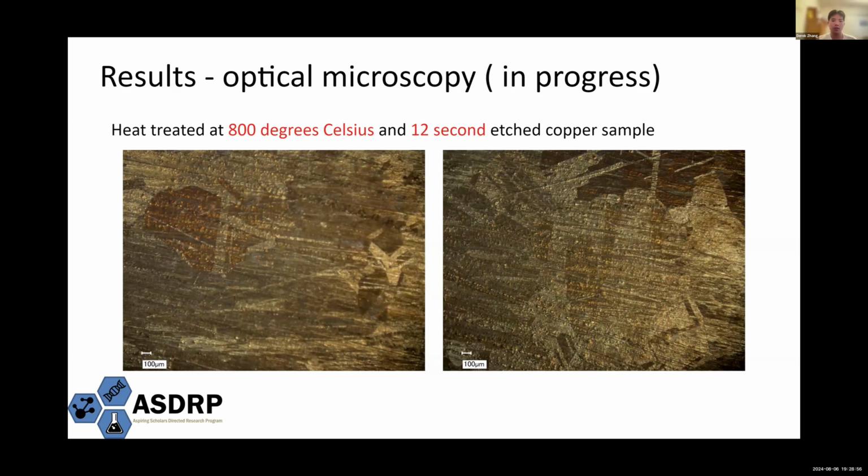Yeah, so here are the results for our 800 degrees Celsius treated samples, and it was etched for 12 seconds. And here you can see that the grains are a lot more visible. Next slide.